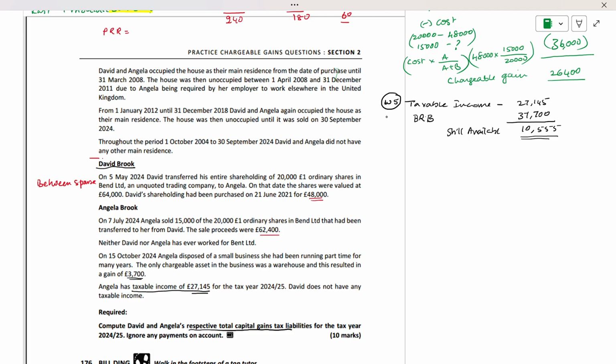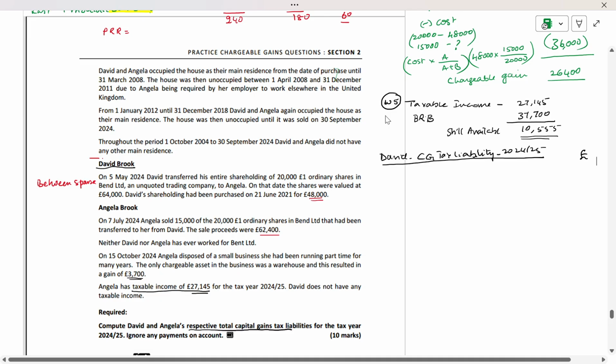Now we will do it separately. What is the debit? The debit is the capital gain tax liability. Separately we will do it for the year 24-25. This is the main frame of the solution. Those are all workings. This is the main frame.